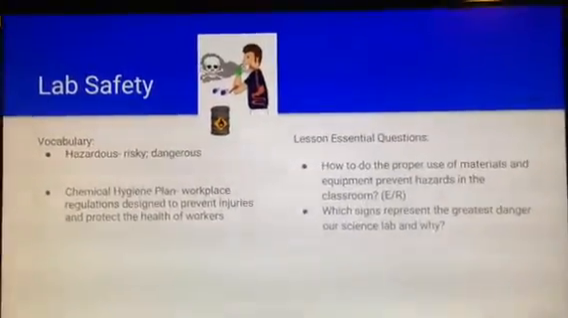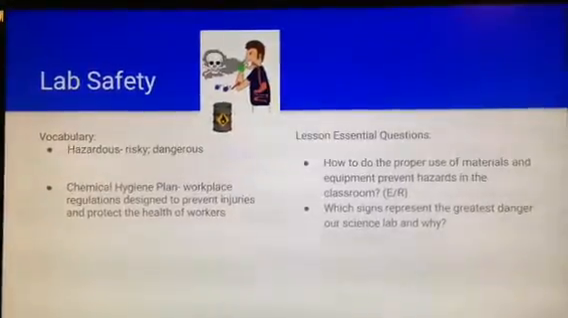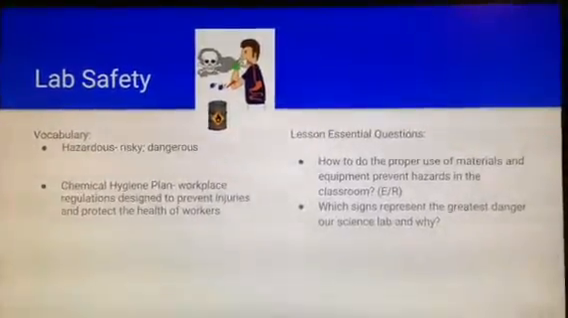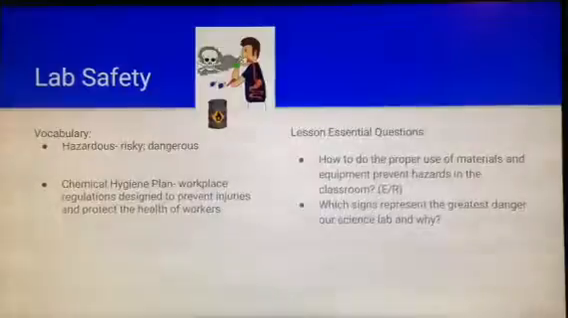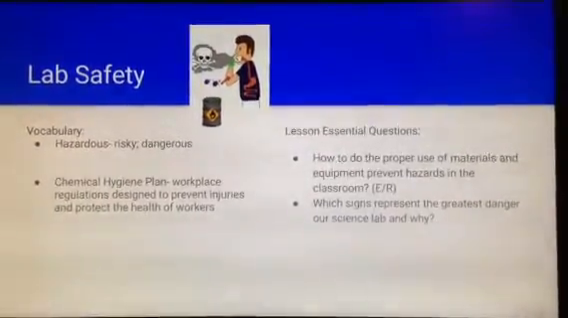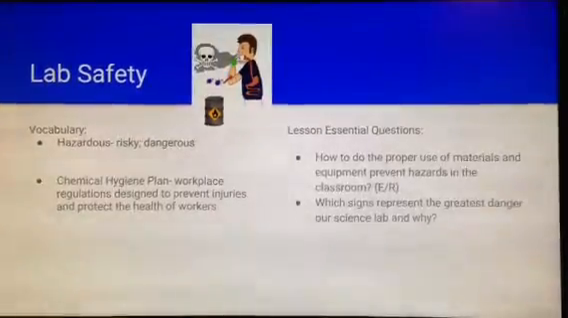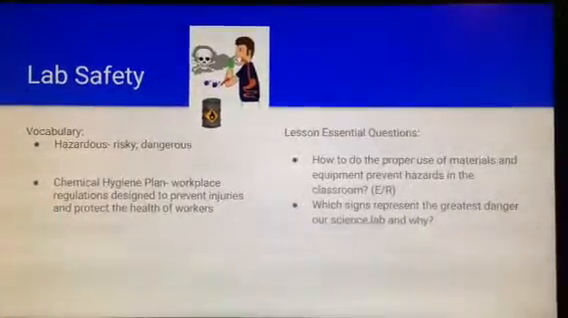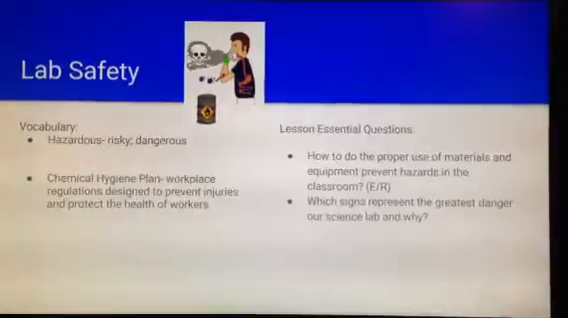The next concept for this unit is lab safety. The vocabulary for this is hazardous and chemical hygiene plan. Hazardous means risky or dangerous, and the chemical hygiene plan is workplace regulations designed to prevent injuries and protect the health of workers.